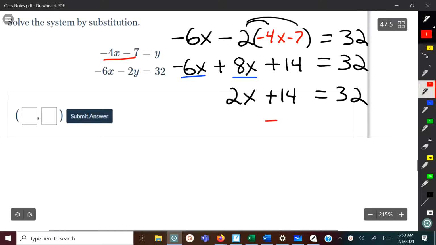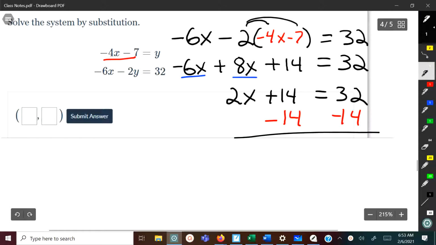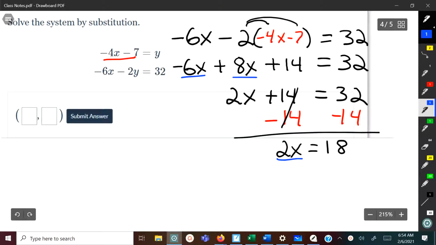Next, I'm going to go ahead and subtract 14 on both sides so I can isolate the variable. The 14's cancel out. I bring down my 2x. It's equal to 18. And then my final step, I'm going to divide by the coefficient. The 2's cancel out, leaving x is equal to 9.